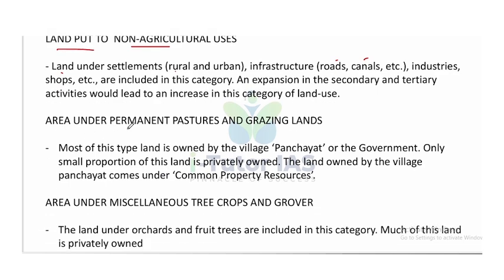Now, area under permanent pastures and grazing lands. Most of this type of land is owned by the village panchayat or the government. Only a small portion of this land is privately owned. The land owned by the village panchayat comes under common property resources.